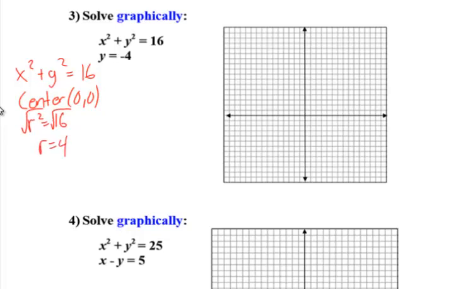Probably should have a little more variation with the circle equation over this. All right, and then y equals negative 4. Hey, that's a special case.